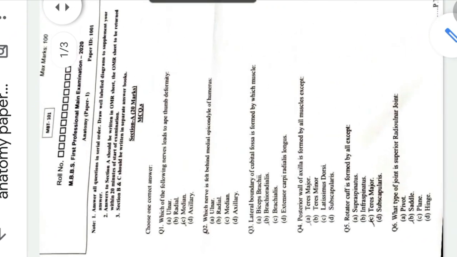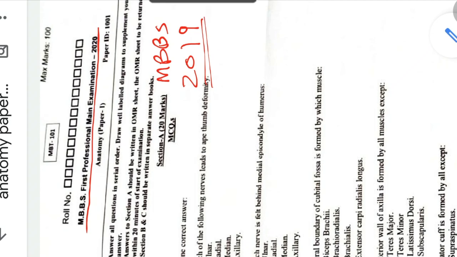What you're seeing is a question paper of the MBBS first professional exam of the 2019 admitted batch. This question paper is of anatomy paper 1, and this exam was conducted by HNBGU, that is Hemvati Nandan Bahuguna University of Uttarakhand. Within this university, there are three government medical colleges affiliated. One is GMC Haldwani, then Government Doon Medical College, Dehradun, and Government Medical College, Srinagar also.